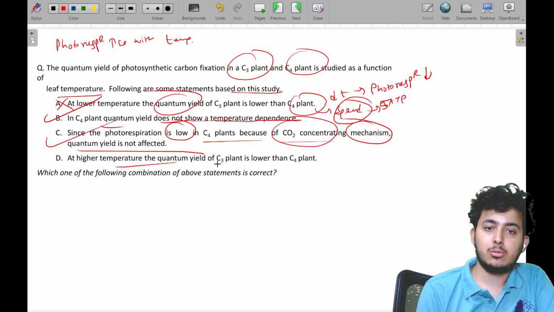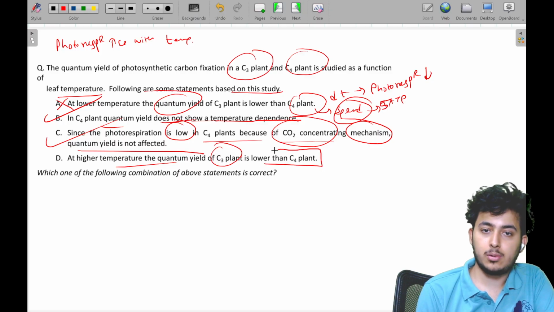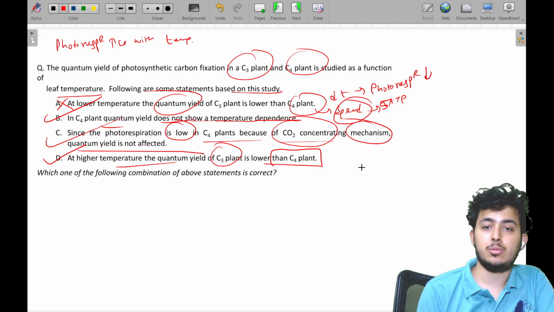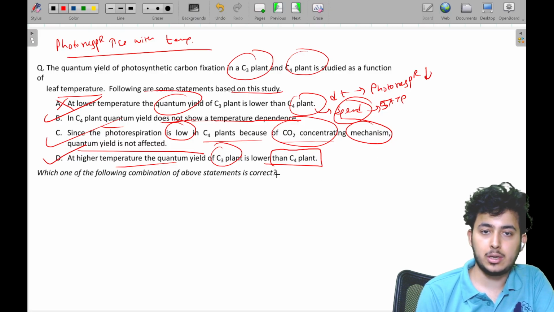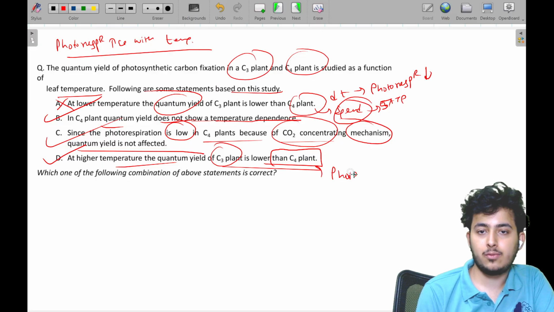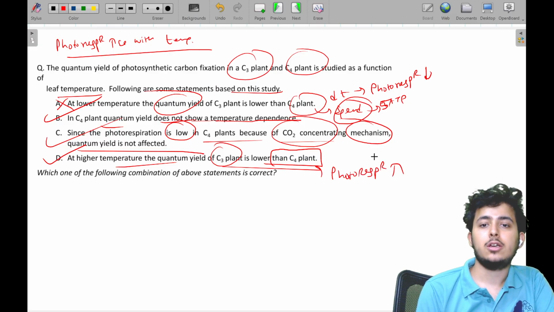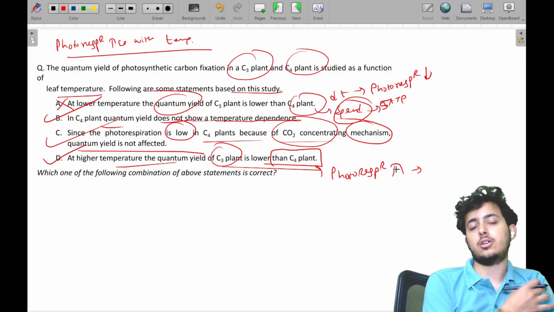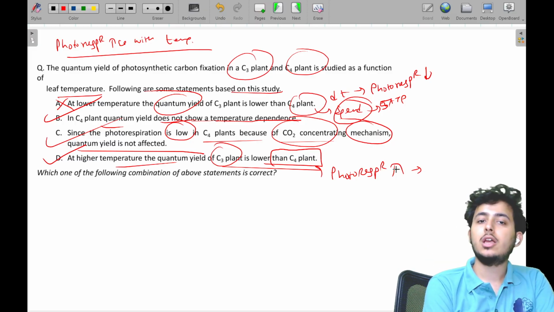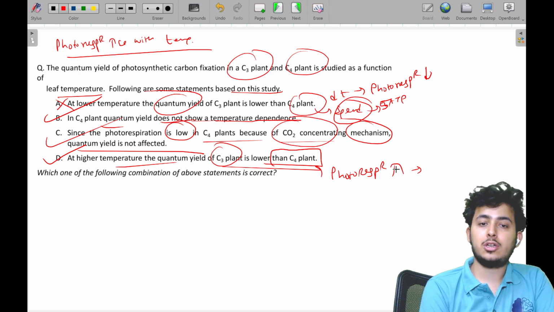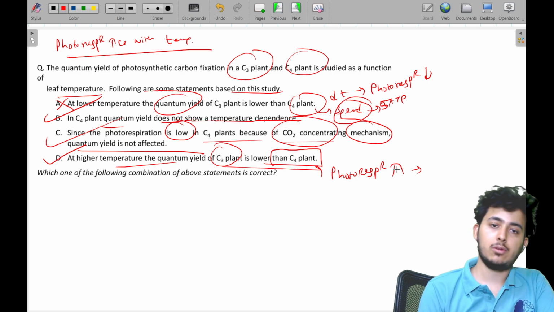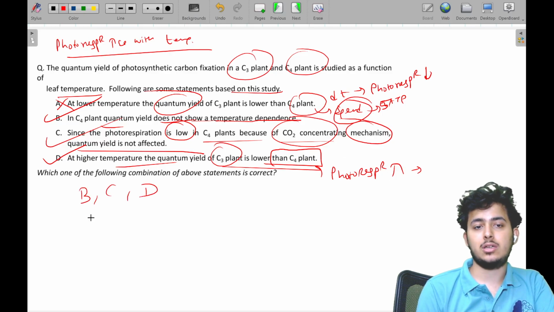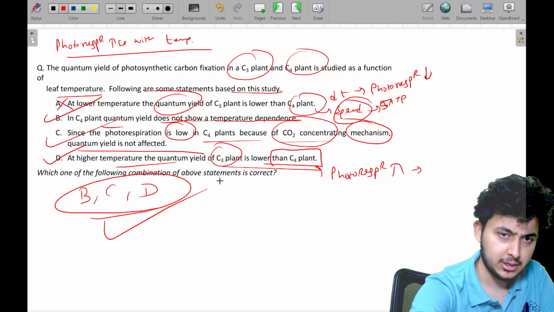At higher temperature, quantum yield of C3 plant is lower than C4 plant. Absolutely correct. If temperature is high, photorespiration will be high. If that is high for the C3 plant, you will be doing photorespiration, so you will not be able to synthesize glucose efficiently and you will spend a lot of ATP, so that will be reduced in the C4 ones. So the correct answer is B, C, D.